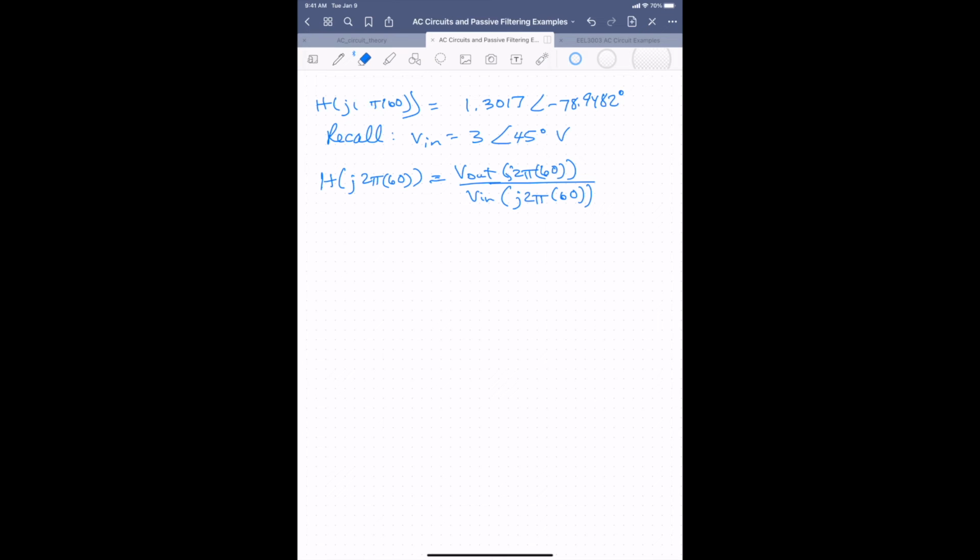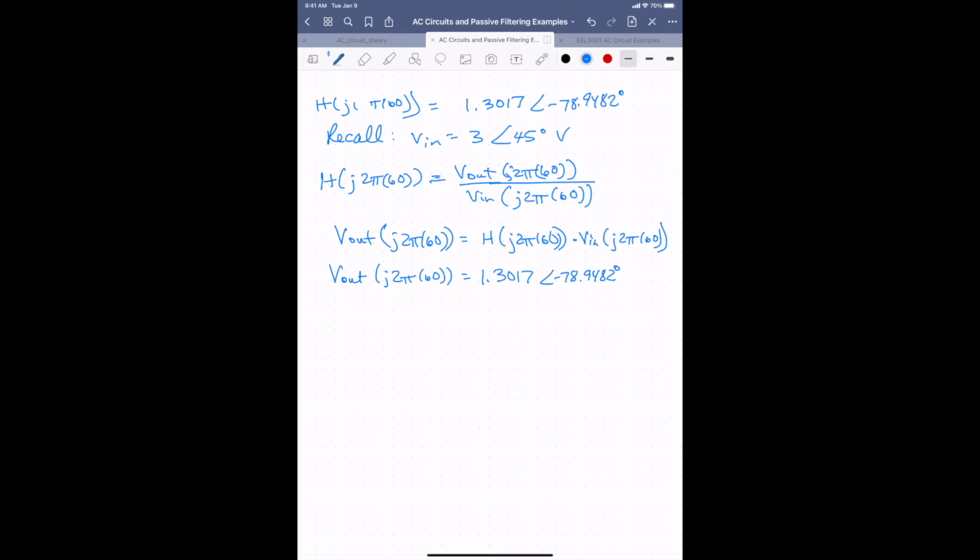Now from this we know that Vout at that frequency, 2π60, will be equal to H at that particular frequency times Vin at that same frequency. So that will tell us that Vout will be equal to 1.3017 at an angle of minus 78.9482 degrees times 3 at an angle of 45 degrees.